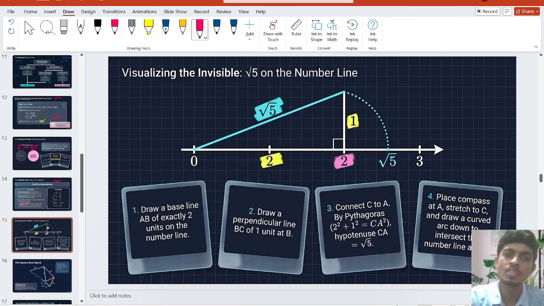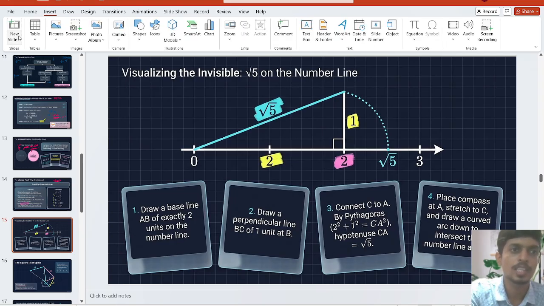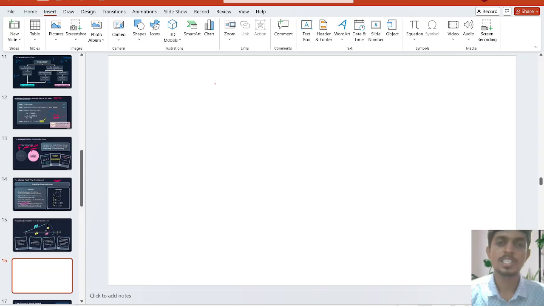How to visualize root 5 on the number line? You have to understand the concept here. So we use a slide to understand these topics. Use the slide as you see on your screens.